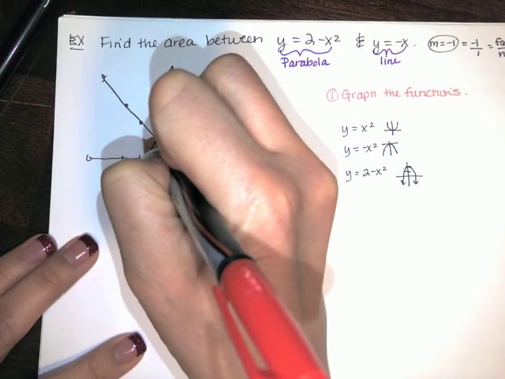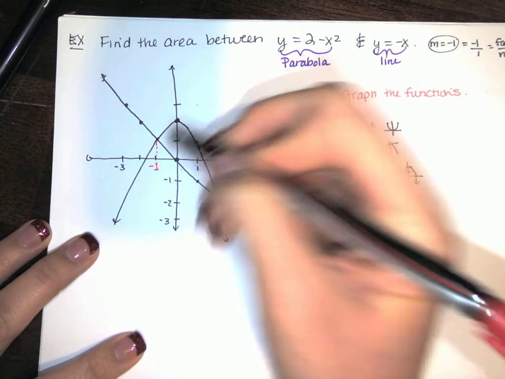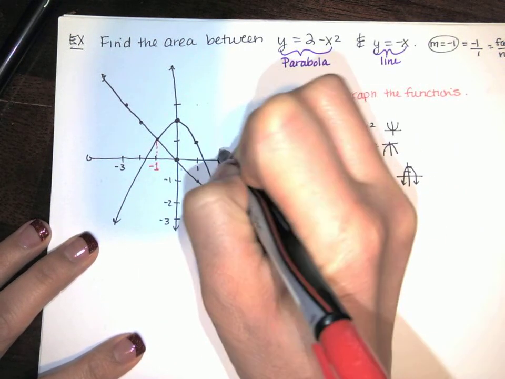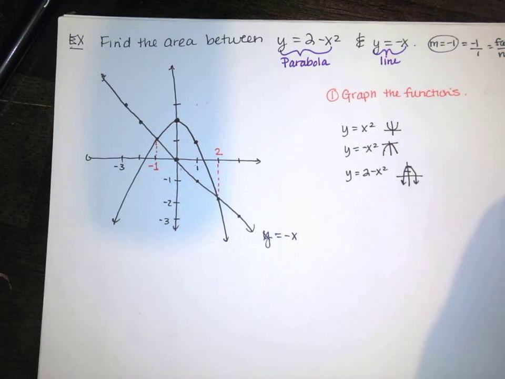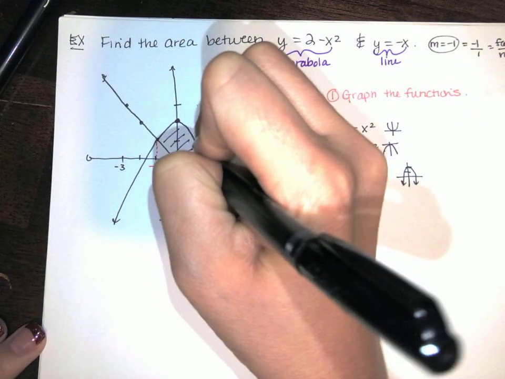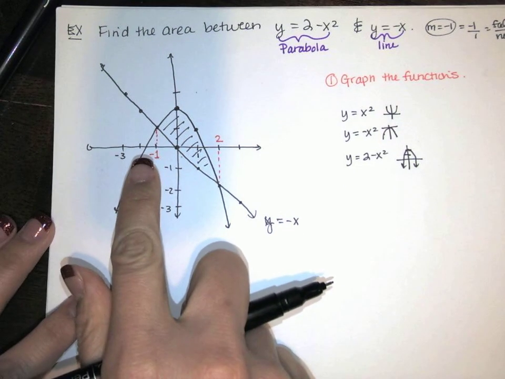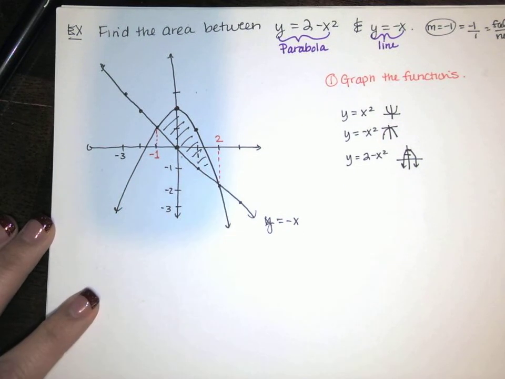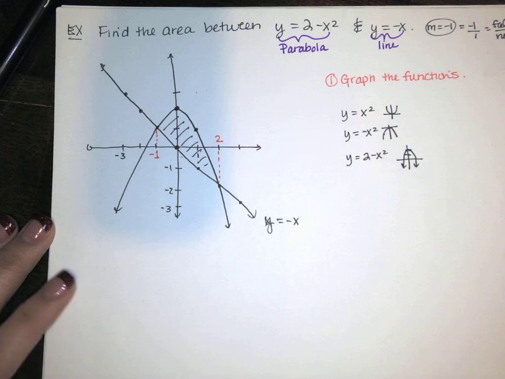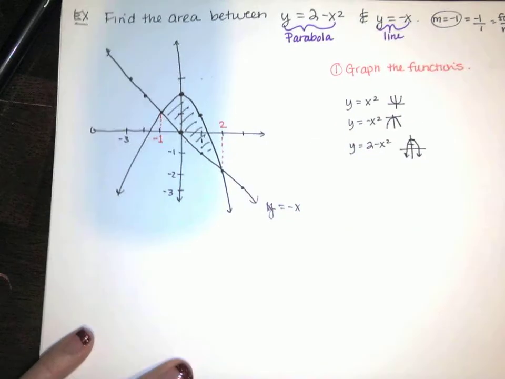I think I can see from my graph my points of intersection. X starts at -1 and stops at 2. So if I'm trying to find the area between these two curves, I'm going to evaluate an integral from a equals -1 to b equals 2. Okay, so let's back up a little bit. What did we do? We graphed the functions.